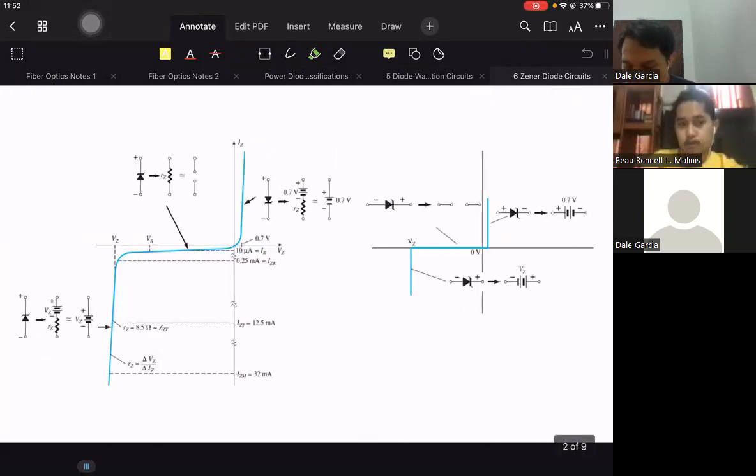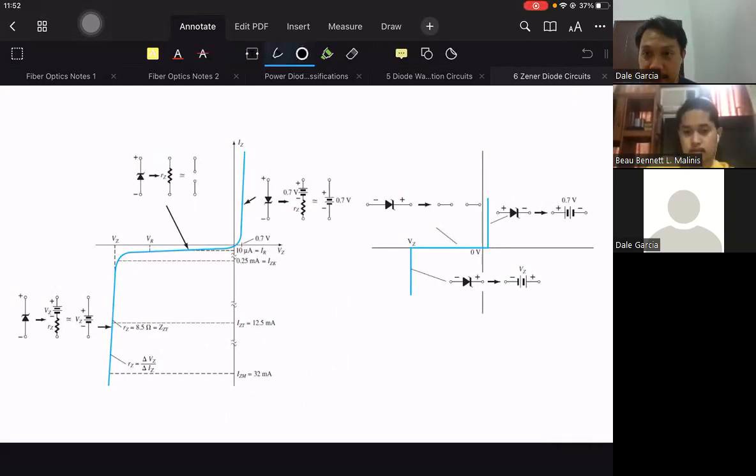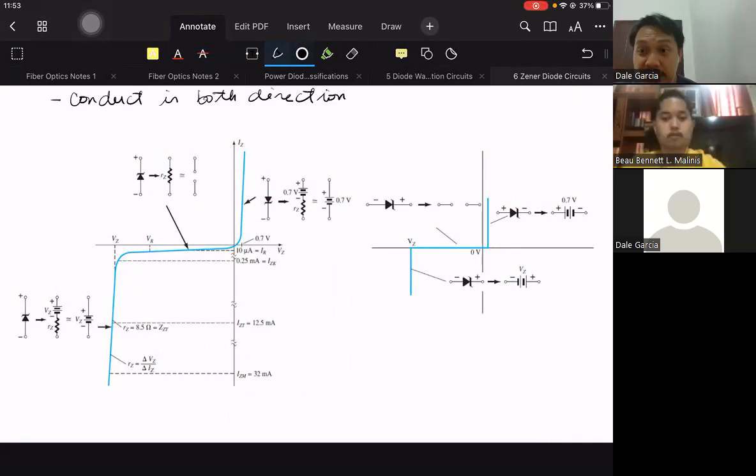So for one thing, Zener diodes conduct in both directions. This is probably the first characteristic of the Zener diode: Zener diode conducts in both directions, both positive and negative.